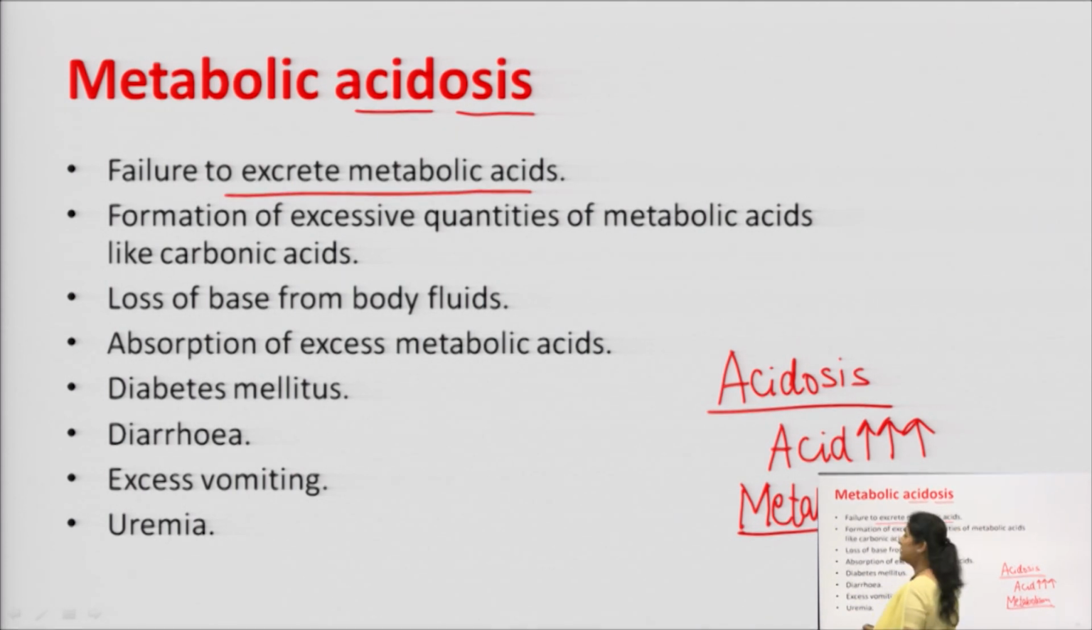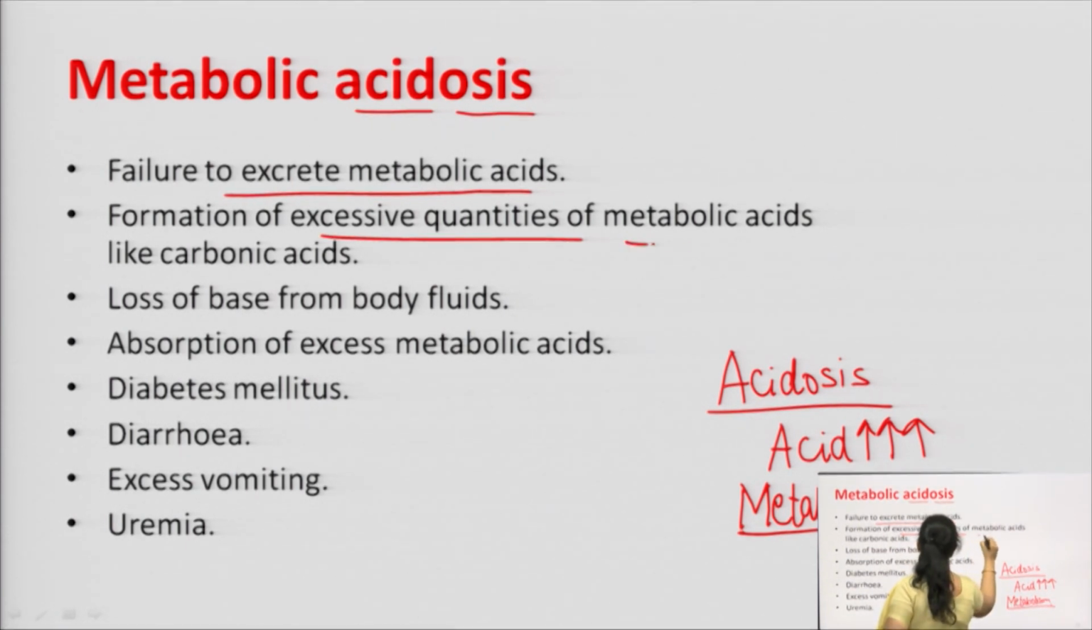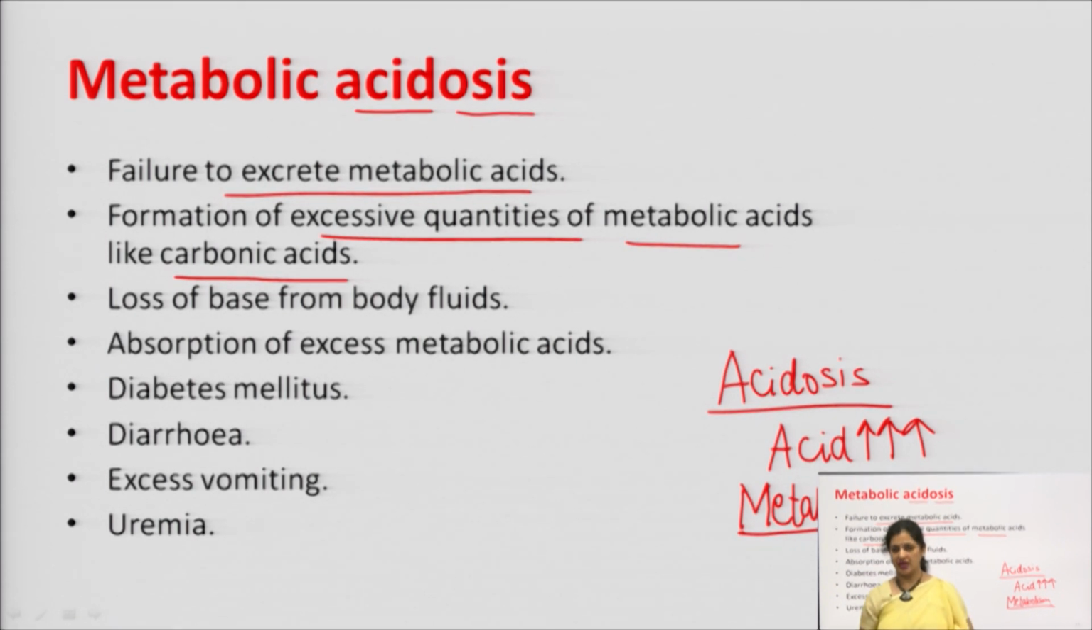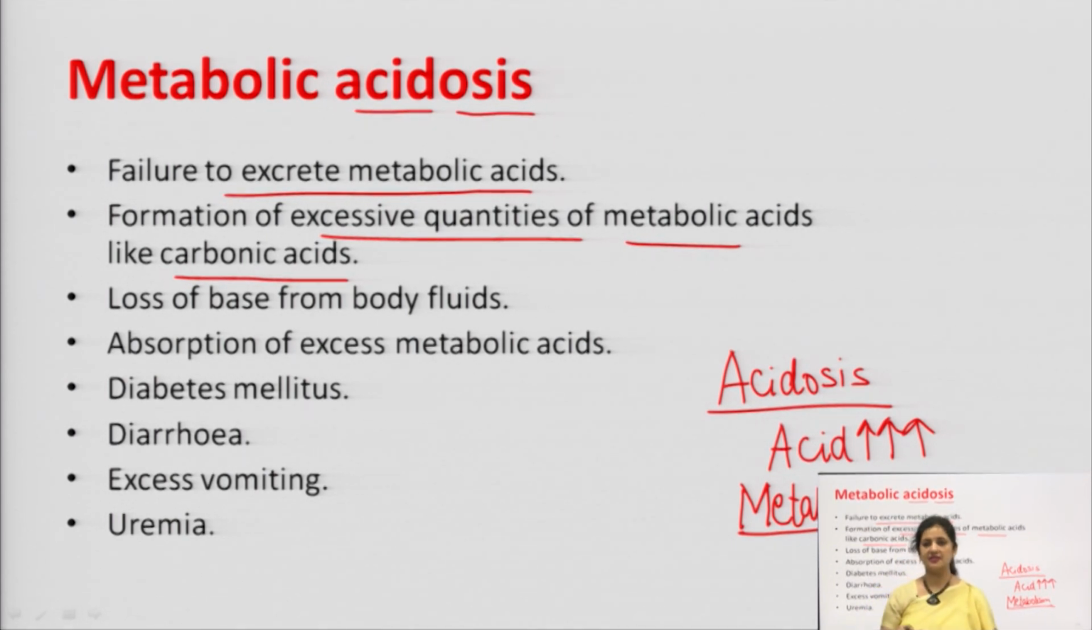Failure to excrete metabolic acids. It is but obvious. If you are not going to eliminate acid from the body, acid is going to be at the higher side. So, any condition which leads to failure to excrete metabolic acid is going to lead to metabolic acidosis. Besides, formation of excessive quantities of metabolic acids like carbonic acid. If there is more carbonic acid in the body, maybe due to diet or some physiological process, that is further going to lead to a higher quantity of metabolic acids, and these are going to lead to metabolic acidosis.